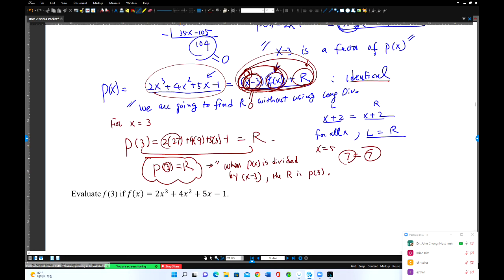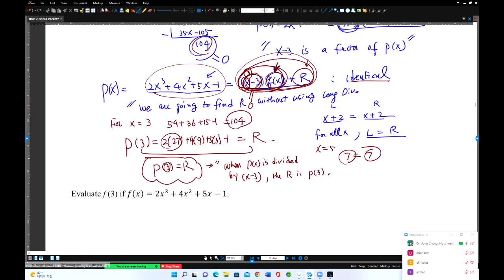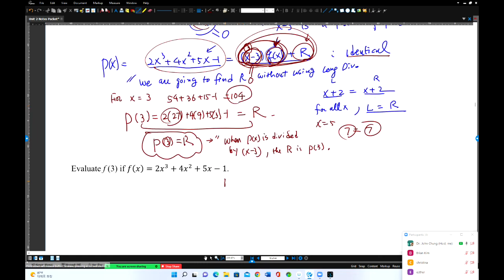How much is this one? This is 54. This is 36. And this is 15 and minus 1. How much is this one? 104, right? That's right. Same remainder. That's the remainder theorem. When you have a P of x, I'm going to write down the remainder theorem one more time.